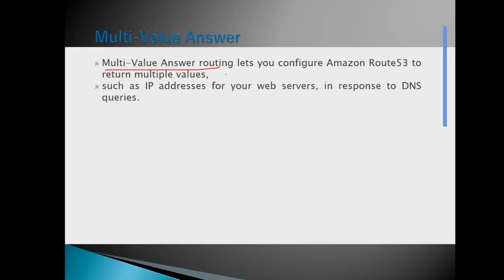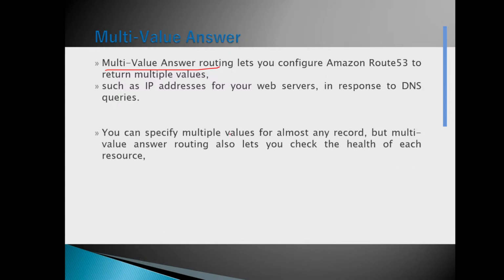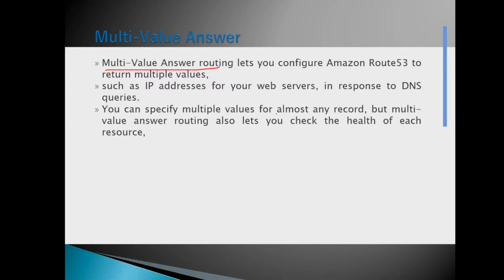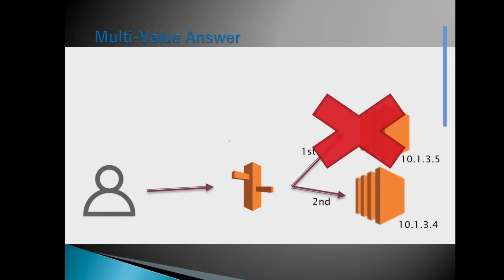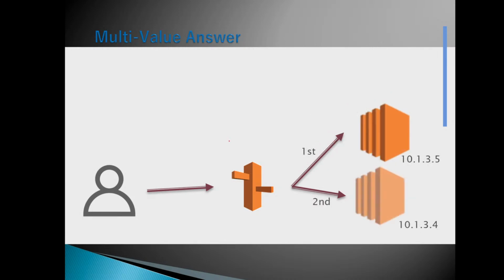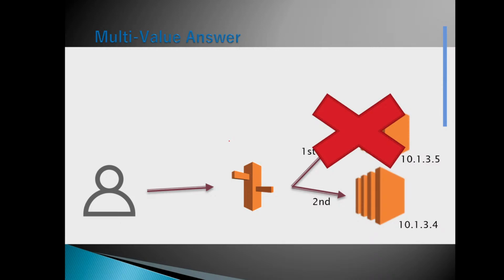So multi-value answer routing lets you configure Route 53 to return multiple values, such as IP addresses for web servers, in response to DNS queries. You can specify multiple values for almost any record, and multi-value answer routing also lets you choose health checks for your resources. It is just like simple routing, but here there is health checkup as well.